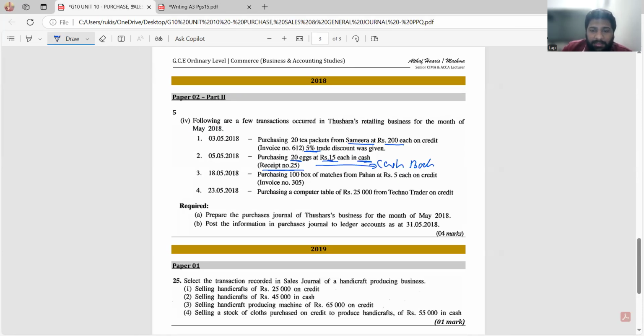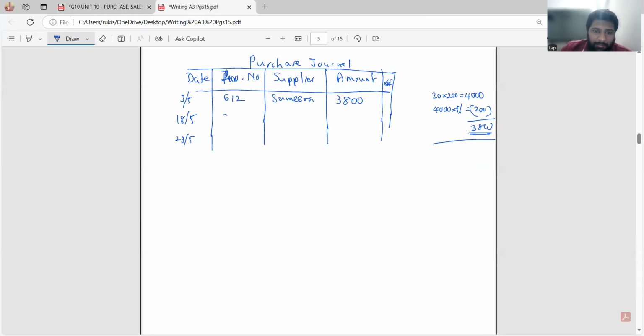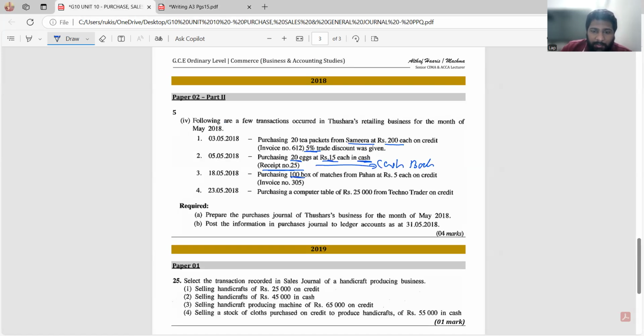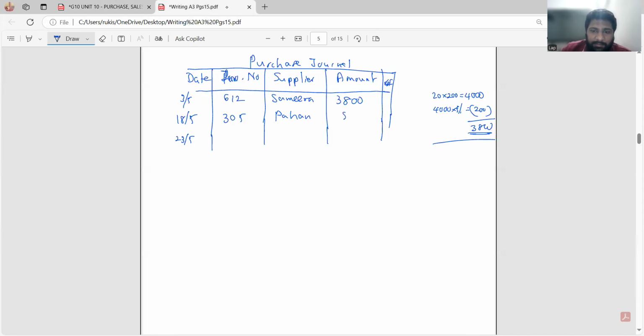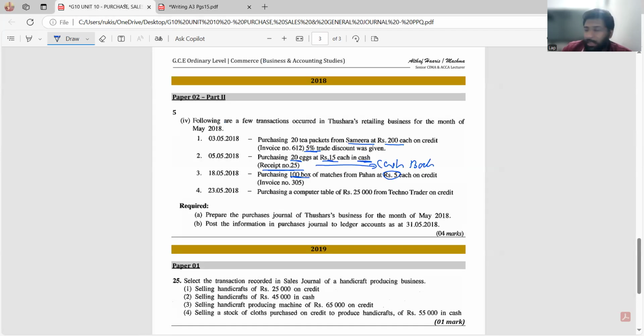Purchasing 100 boxes of matches from Pahan, each 5, on credit basis. Credit purchases will come to the purchase journal. Pahan. 100 boxes, each 5. That means 500. Next one.